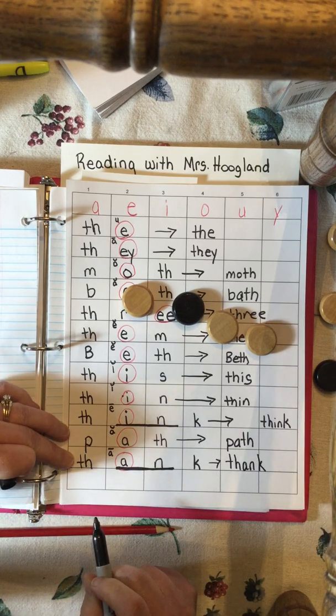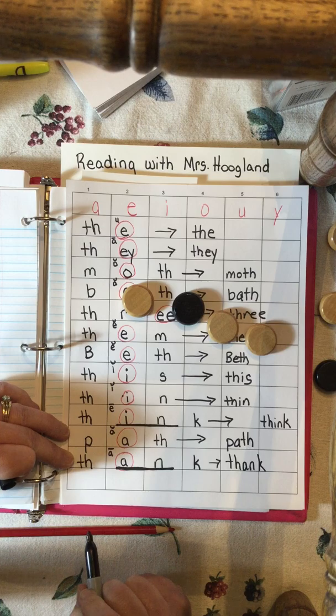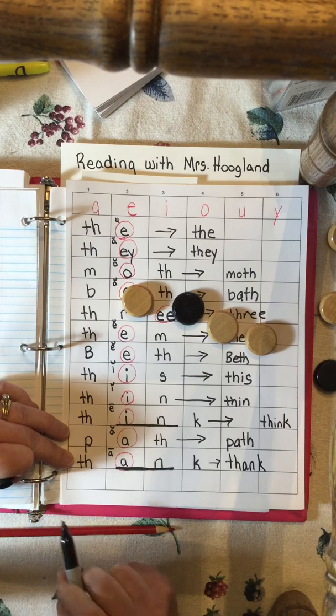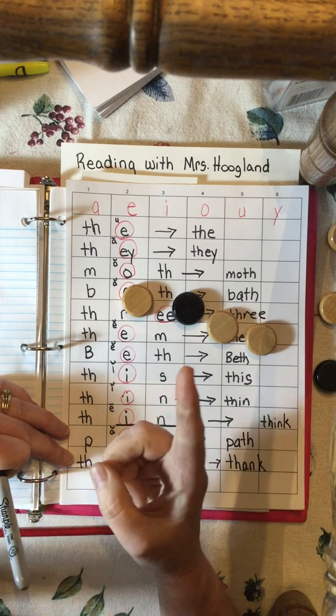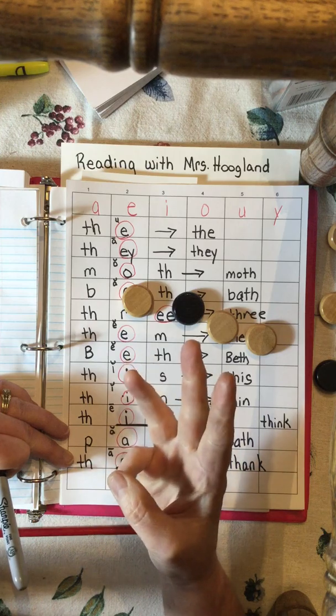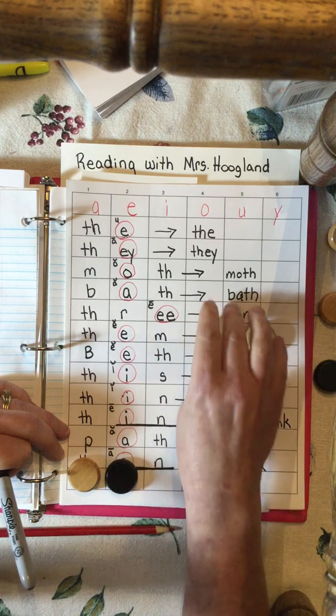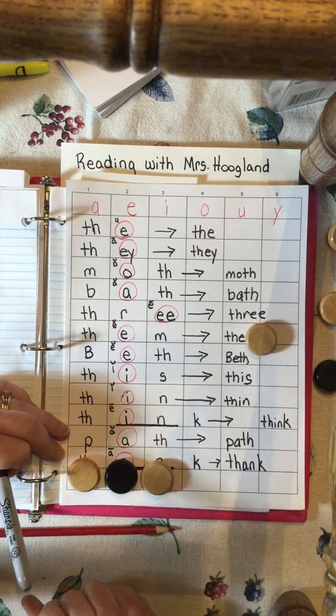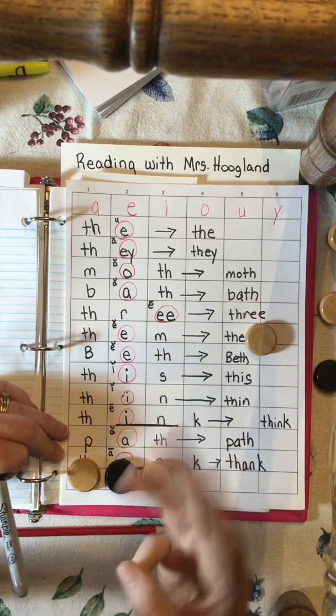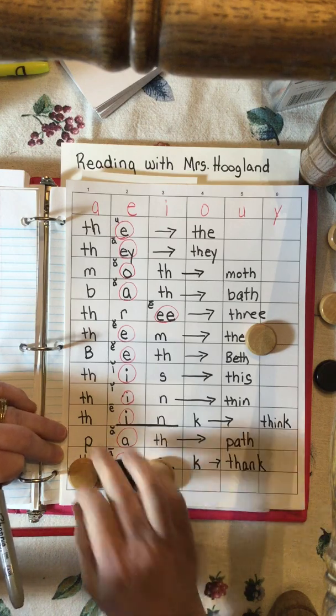The next word is Ruth. Ruth is a name. Ruth. Sound it out. U, th. Ruth. U, th. Ready? Here we go. U, th.